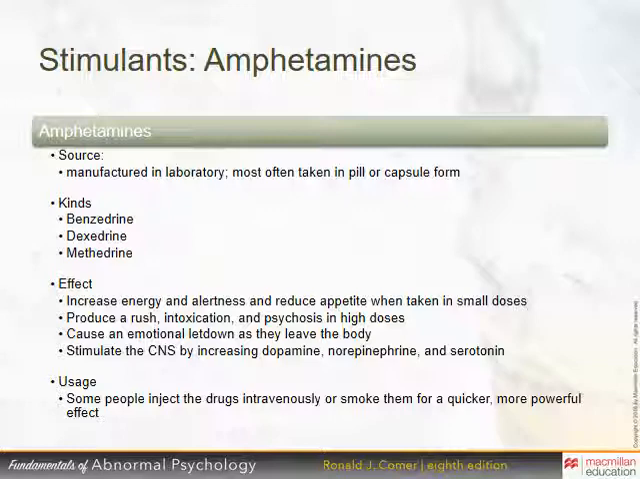So let's look at amphetamines. Amphetamines are typically manufactured in laboratories, most often taken in pill or capsule form. Some examples include benzedrine, dexedrine, and methadone. The effect of amphetamines is to increase energy and alertness and reduce appetite when taken in small doses. They typically produce a rush, and intoxication and psychosis in high doses. They can cause an emotional letdown as they leave the body, and they stimulate the central nervous system by increasing dopamine, norepinephrine, and serotonin. Some people inject the drugs intravenously or smoke them for a quicker, more powerful effect.